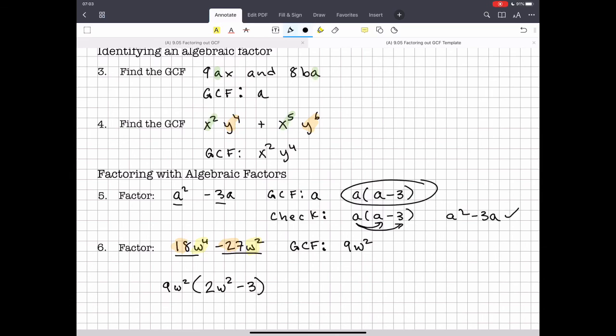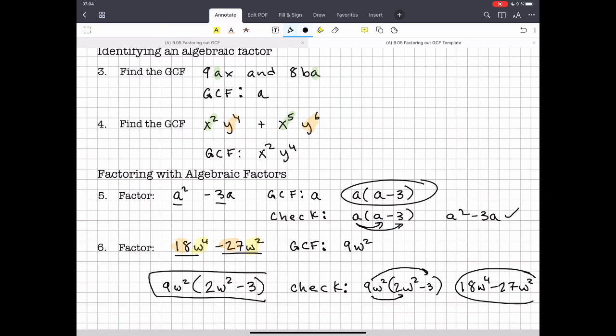So let's check the answer. We'll redistribute just to make sure that we get back to the original problem. So 9w squared multiplied by 2w squared is 18w to the fourth. And 9w squared times negative 3 is negative 27w squared. Our answer was correct. This is our answer. And it's done.